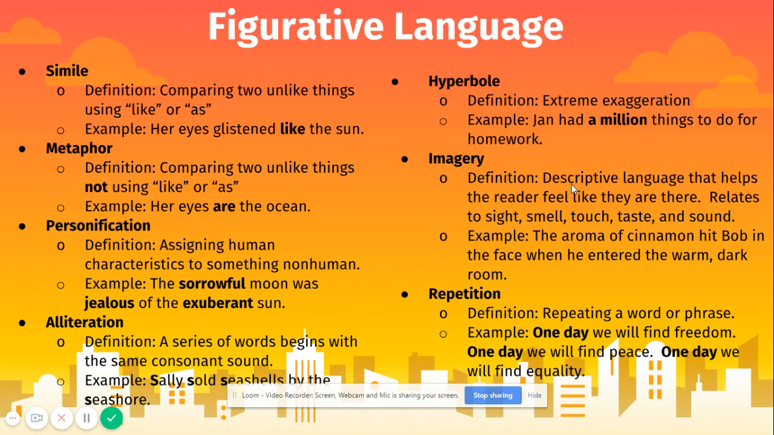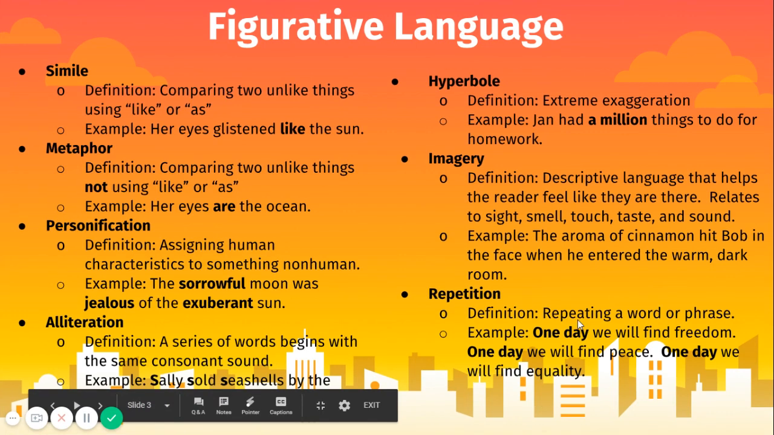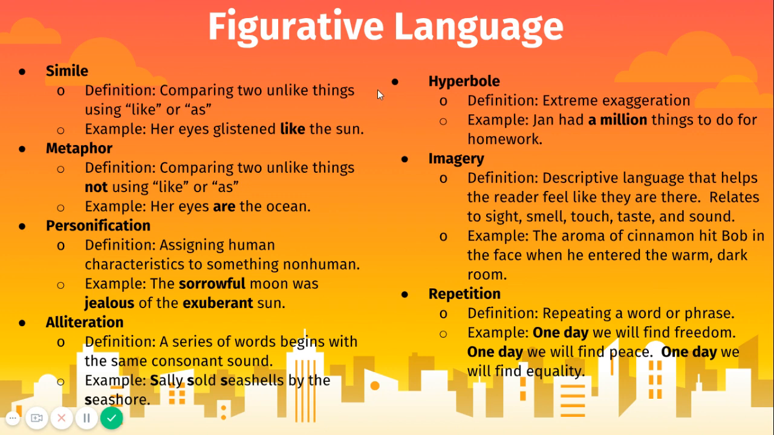Some figurative language that we are going to look for as we read. Some of these, or all of these really, you should already know, but we're going to review them so that you know what to look for. The first one is a simile, which is a comparison using like or as. Her eyes glistened like the sun, comparing her eyes to the sun. Metaphor is comparing two unlike things, but it does not use like or as. Her eyes are the ocean. Okay, again, comparing her eyes to the ocean, but it doesn't use like or as. It just says her eyes are the ocean.